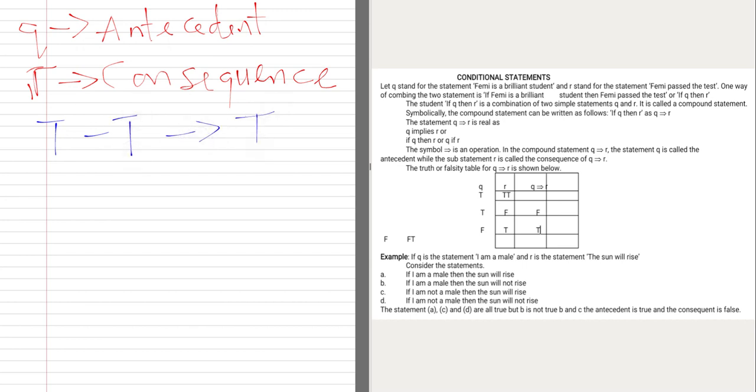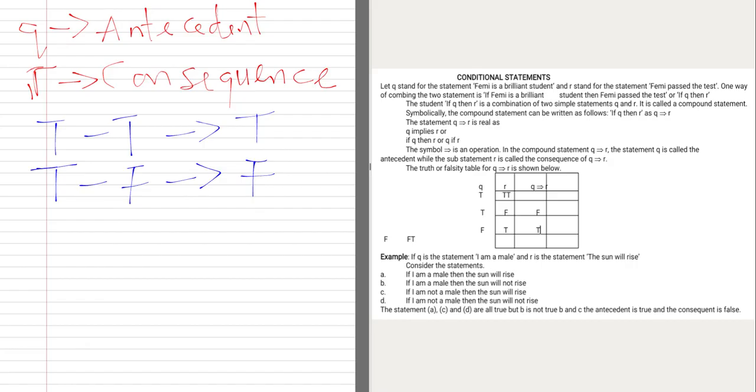That makes it true. Number 2, he said if I am a male, then the sun will not rise. If I am a male, true. Then the sun will not rise. That's false. That means this will give us false. Are you seeing that now?